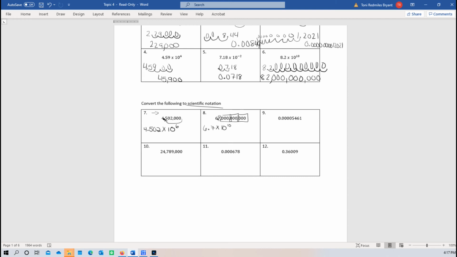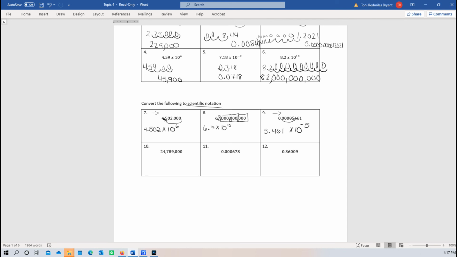All right, and this one I'm going the other direction. This is a less than 1, so it is going to get a negative exponent. I can tell that right off the bat. And if I look from left to right for my first significant digit, I get the 5. So that is where my decimal is going to go, 5.461. To move it from here to here, I go 1, 2, 3, 4, 5. So it's a negative 5.